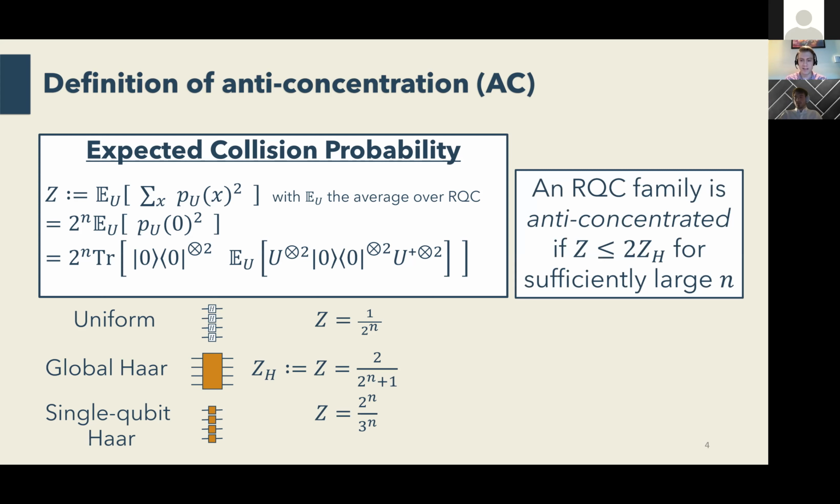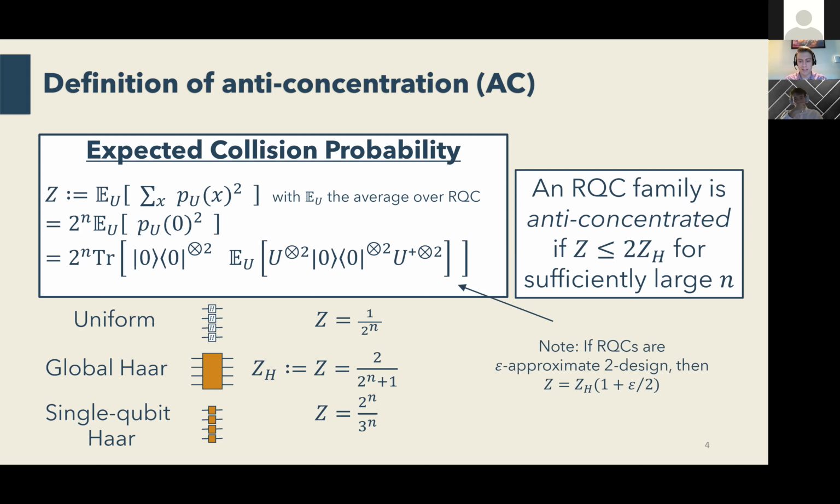And the point of anti-concentration is to differentiate between these last 2 situations. We define anti-concentration to be when the collision probability is at most a constant factor larger than it is in the global Haar case. This constant factor we choose to be 2, but this is an arbitrary choice.